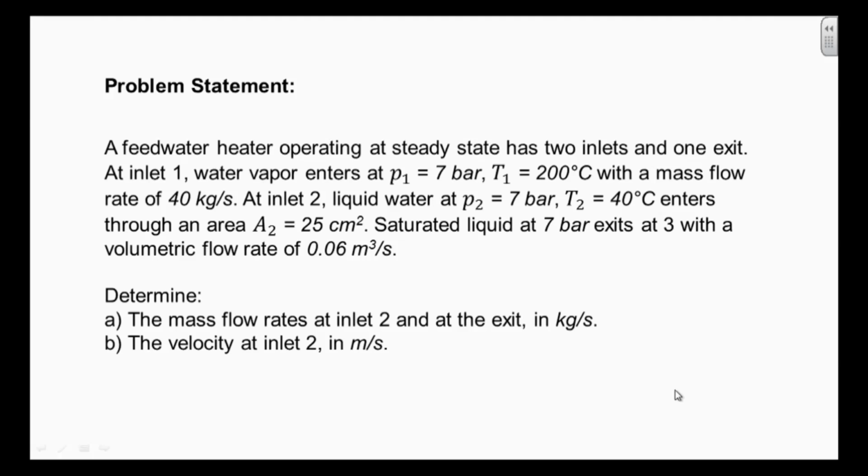We're asked to determine the following: the mass flow rates at inlet 2 and at the exit, both in kilograms per second, and the velocity at inlet 2 in meters per second. Let's do a critical read of the problem statement as given to us, highlighting in red the important information provided and in green the information requested.